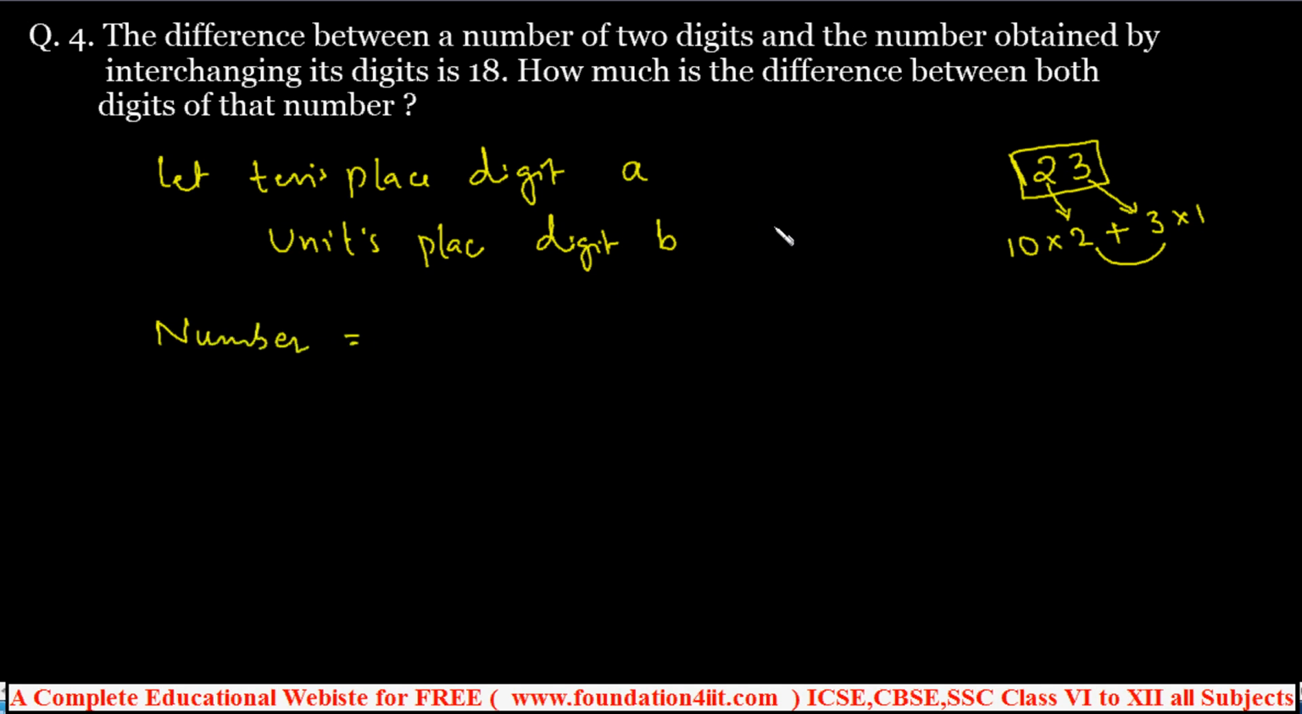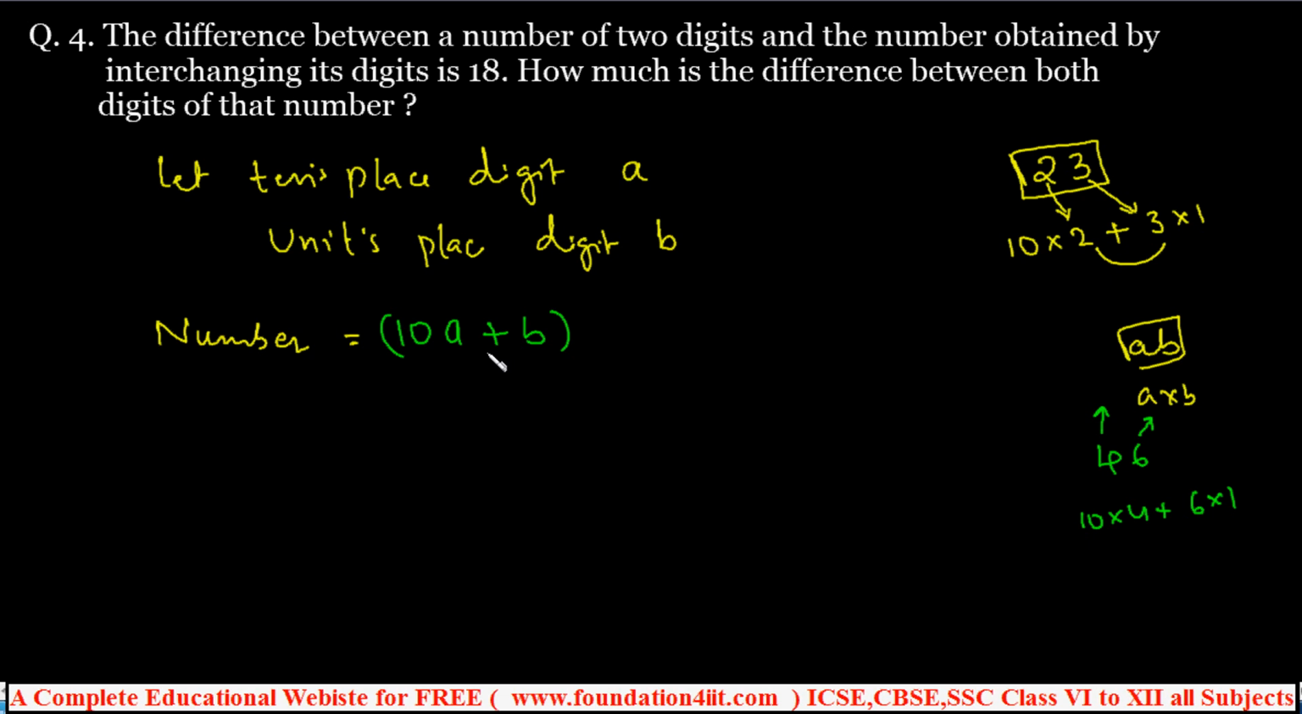we should not write it like AB, because in algebra AB is nothing but A into B. So when you take variables and convert to numbers, this is the procedure. Not only 23, see another example: 46, 4 is in the tens place, 6 is in the units place. How to write? 10 into 4 plus 6, because 6 into 1 is 6 only, no need of writing into 1 again. Similarly, with tens digit A and units digit B, how can you write the number? 10A plus B is the number now.